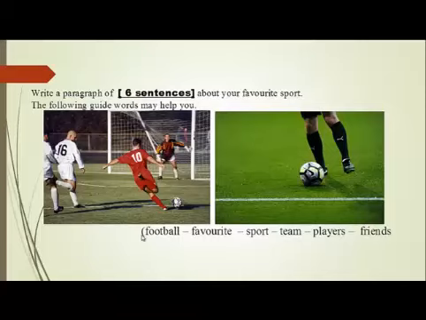Everything should be clear. Your sentence should include 3 elements: subject, verb, and object. You should leave an indentation at the beginning of the paragraph. Then you complete your paragraph to 6 sentences talking about your favorite sport, which is football.